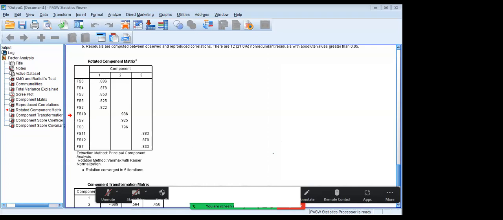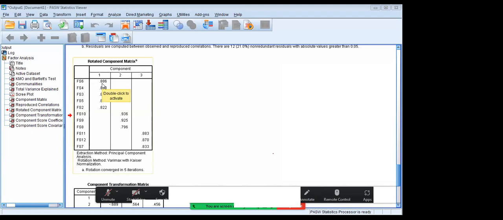Factor loading, I am writing in the chat box. Factor loading means CC. CC means correlation coefficient. Between whom? Between the individual variable. Variable is nothing but your research statement. Again and again, variable is very simple, your research statement. It is between variable and your factor. So factor loading means correlation coefficient between your variable and factor.